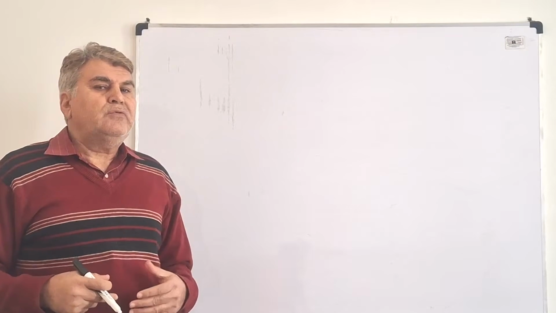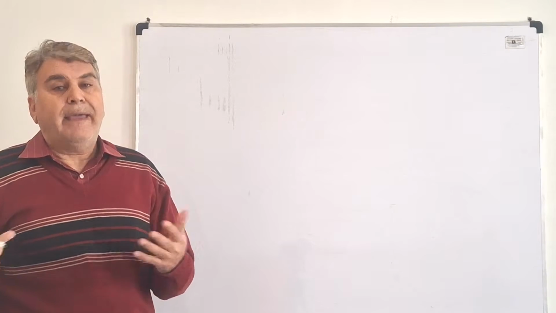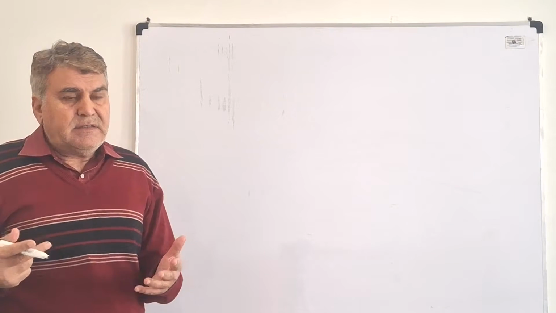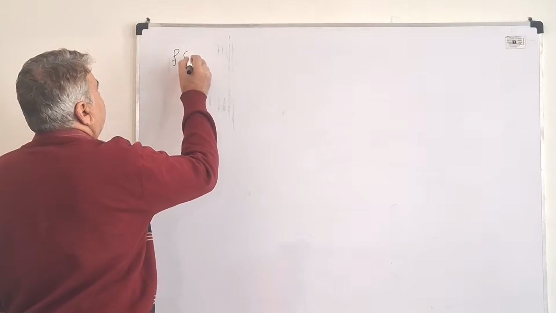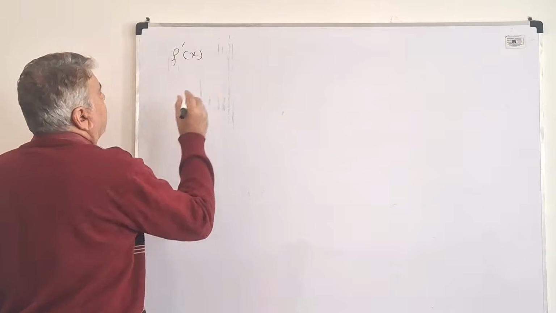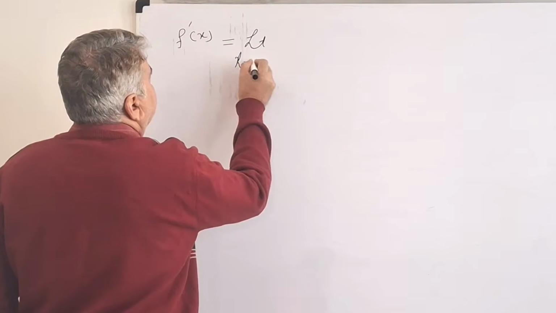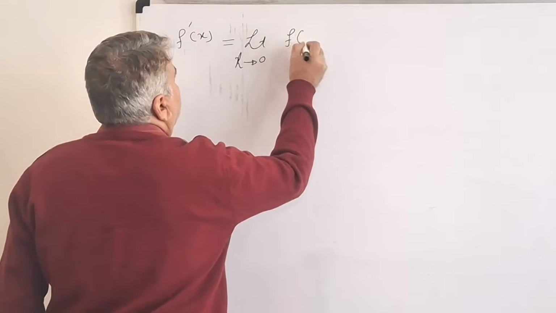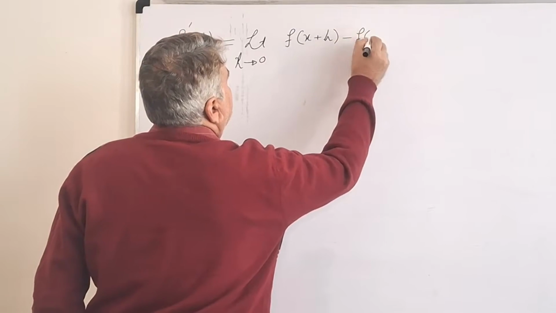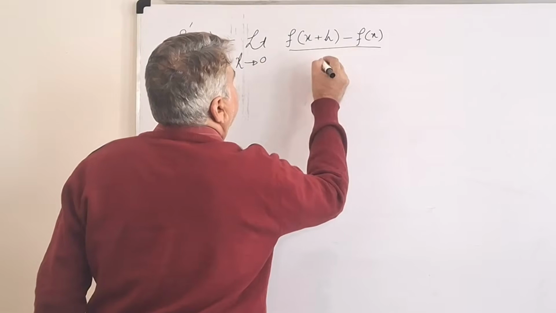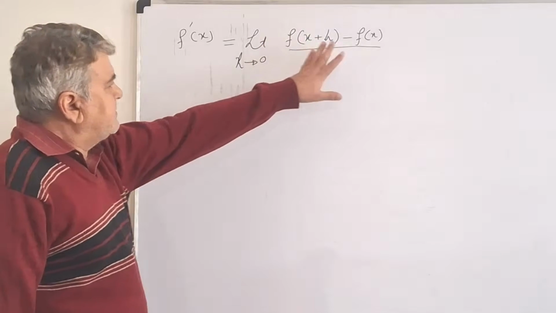In this video, I want to use the definition of the derivative to find the derivative of a function at a certain number n. That is, we know from the definition of derivative that the derivative of a function f of x, f prime, is given by the limit as h tends to 0 of f of x plus h minus f of x, divided by h. This is the definition of the derivative of function f of x.